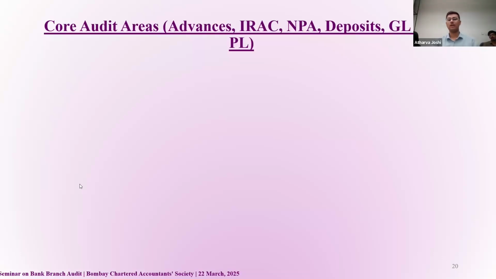I am Atharva. So, friends, till now we have discussed planning of an audit and the different terminologies. After that, we have covered many areas. So now we shall be focusing on how the audit is to be actually performed when you visit a branch. So we shall now focus more on our core audit areas, that is advances, IRAC, NPA, deposits, GL and P&L items.